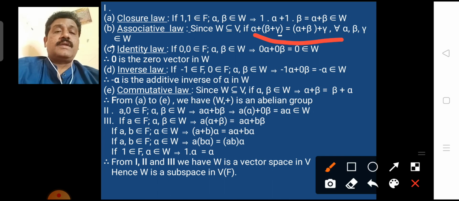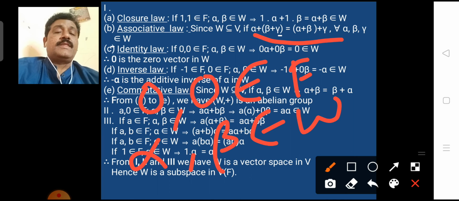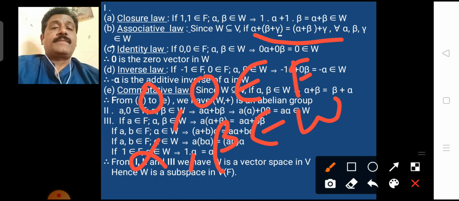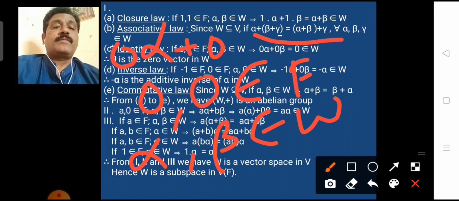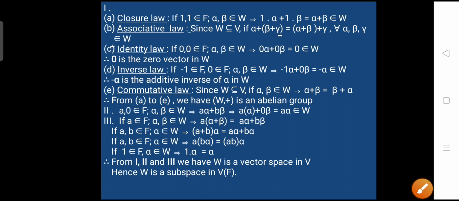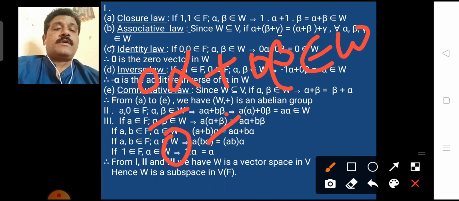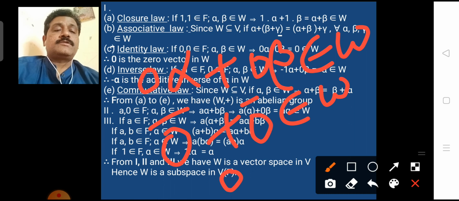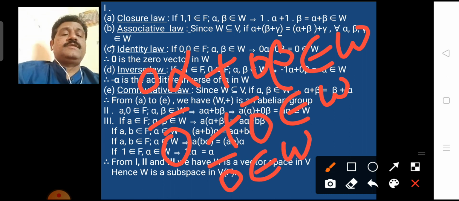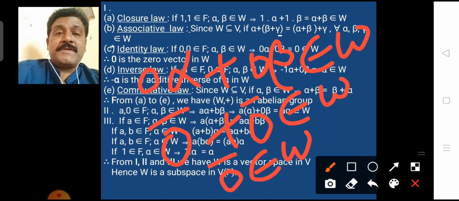Third, identity law. If we take 0 and 0 belonging to F and alpha, beta belonging to W, then by the given condition 0 alpha plus 0 beta belongs to W. That is, 0 bar plus 0 bar belongs to W. So 0 bar belongs to W. So there exists an identity element in W. What is that identity element? That is the 0 vector.